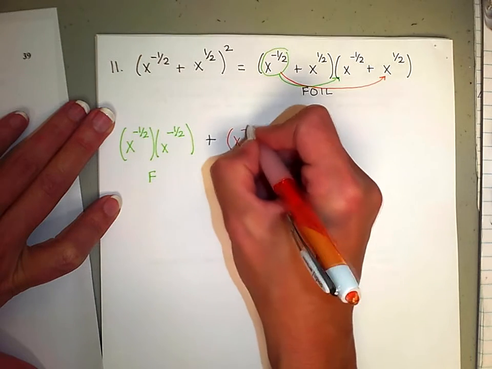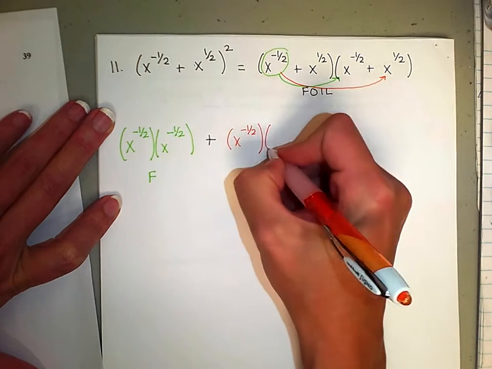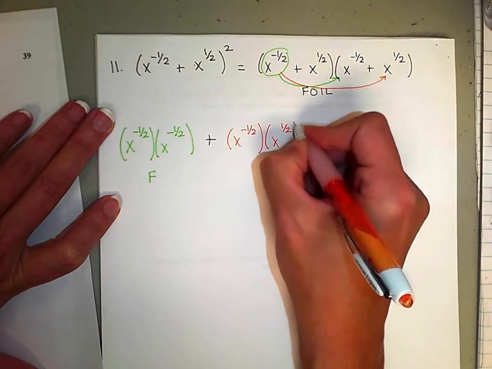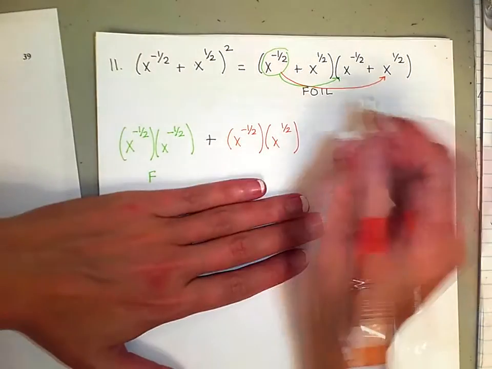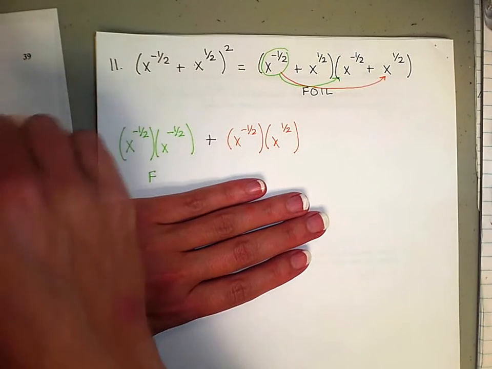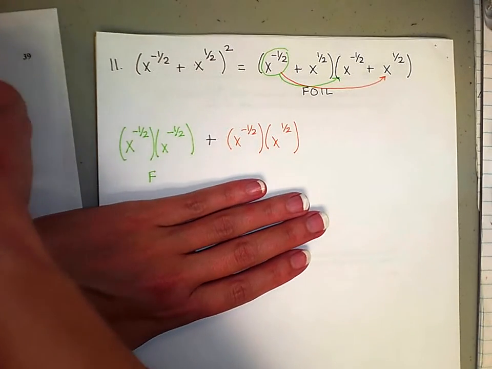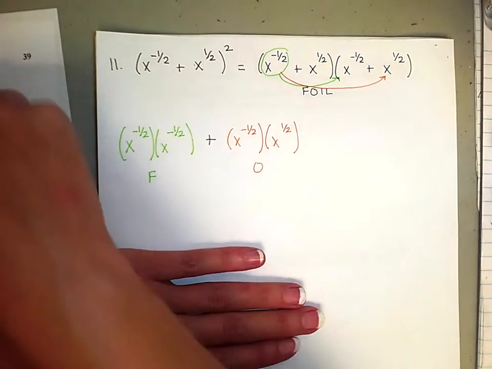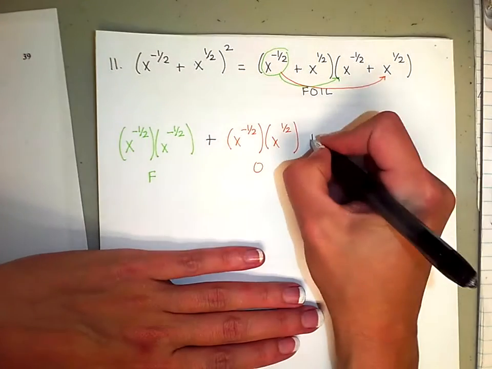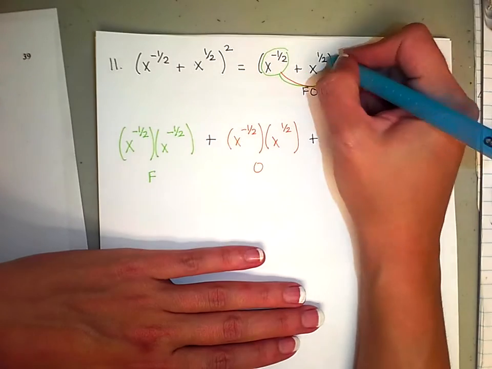So x to the negative 1/2 times x to the positive 1/2. When you're doing this, don't get confused with the exponents. Just hold very clear to what you're doing. And this is the outer, plus. Here is our inners.